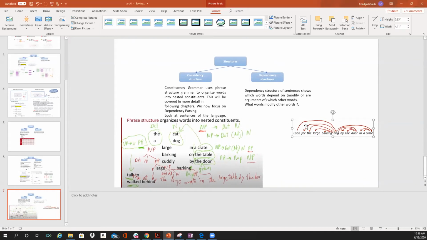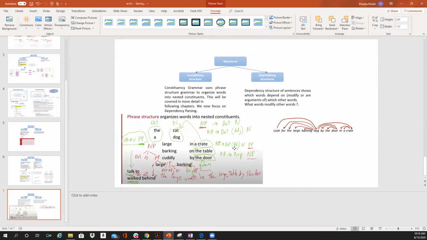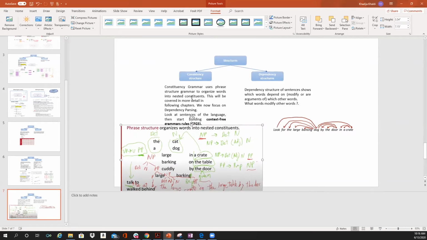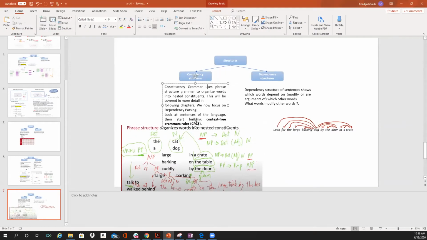So context-free means we're not looking at windows. We're not even looking at windows around the word. We're just building a structure, wherever in the sentence the word is that describes this noun.